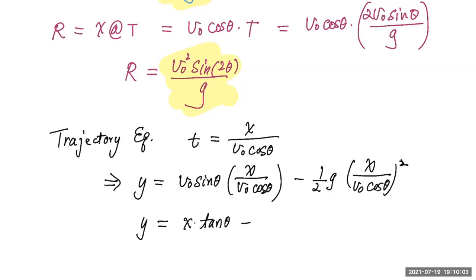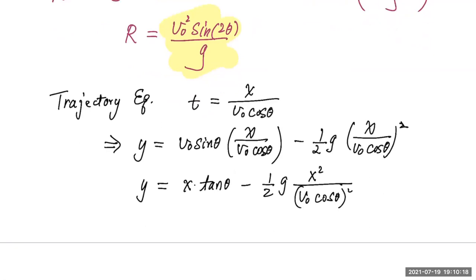And then minus 1/2 g x squared over v naught cosine theta squared. You see, I am getting what's expected. I'm getting a squared, x squared term. So y is a quadratic function of x. Okay, let me highlight that as well. Y is a quadratic function of x. And you know from your math class that this tells me that you have a parabola.